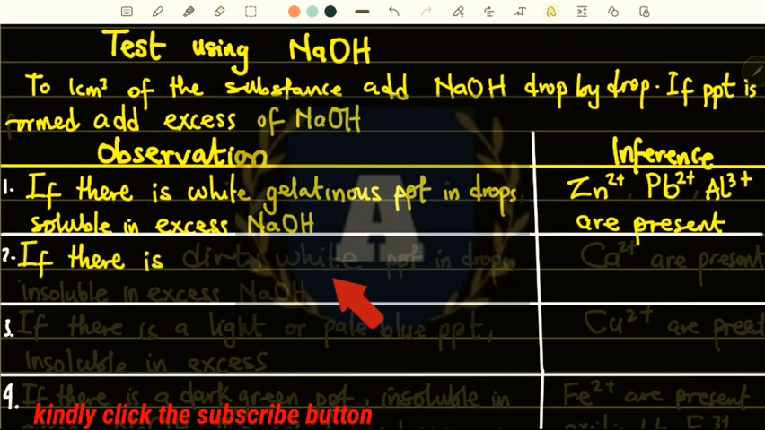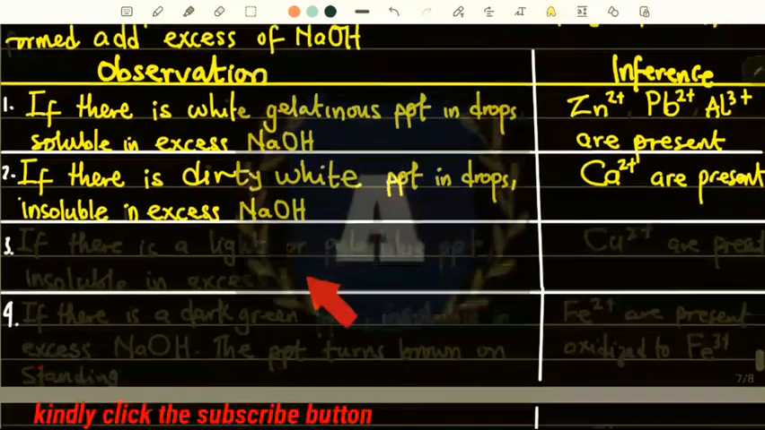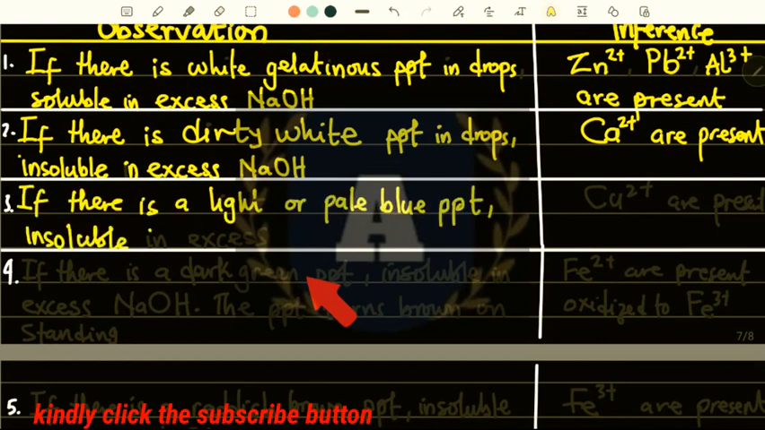Meanwhile, if there is a dirty white precipitate in drops, insoluble in excess sodium hydroxide, then know that is the presence of calcium ion. And if there is a light pale blue precipitate, insoluble in excess, then know that copper 2 ion is present.